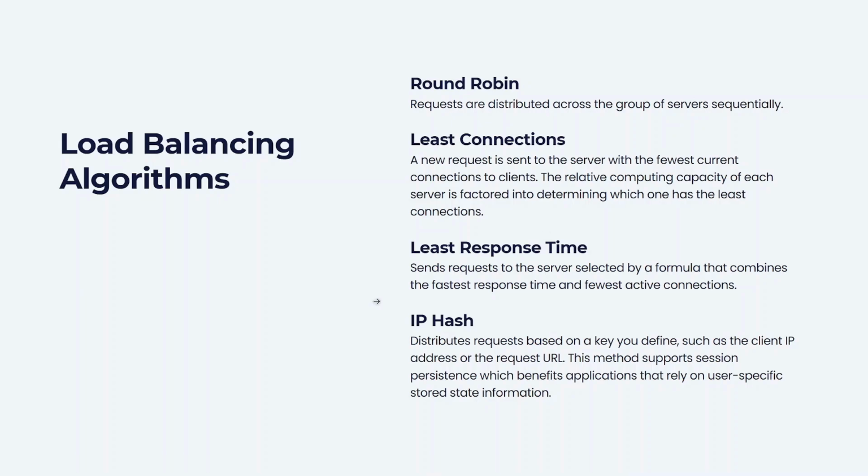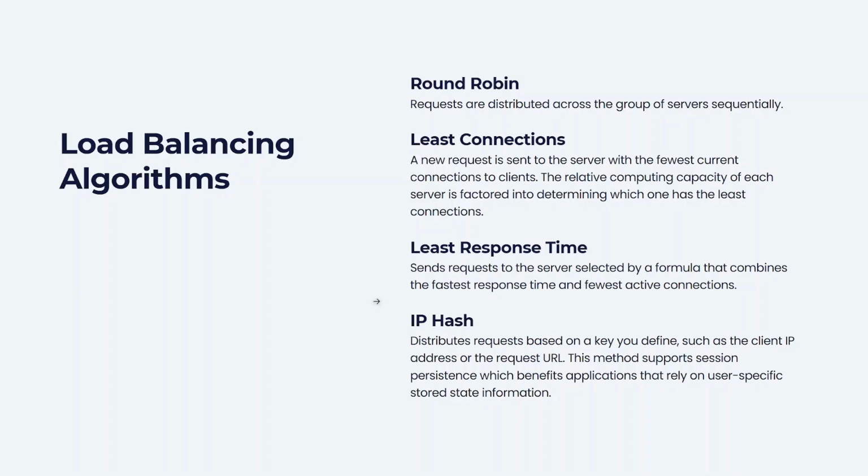Fourth is IP hash. This distributes the request based on a key that we define. That key can be either the client's IP address or the request URL. So let's assume I tell the load balancer that whenever I am hitting request URL A, route all the traffic to server A. And whenever I am hitting request URL B, route all the traffic to server B. So the servers are segregated based on request URL or the client's IP address.